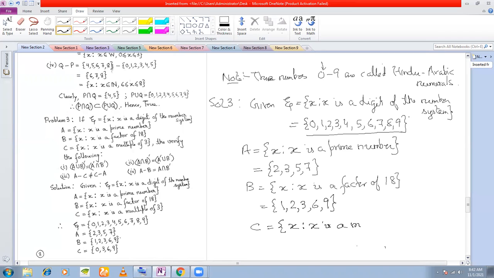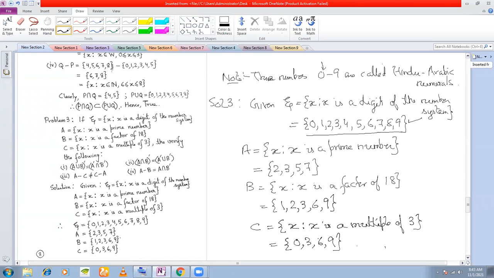Is 18 there in the universal set? No, sir. C: x is a multiple of 3. So what are the multiples of 3 in the universal set? 0, 3, 6, 9. 0 is a multiple of each number. So 0, 3, 6, and 9 is the set we have written in tabular form.